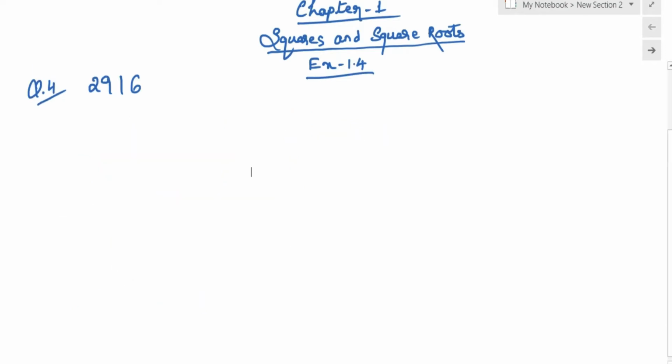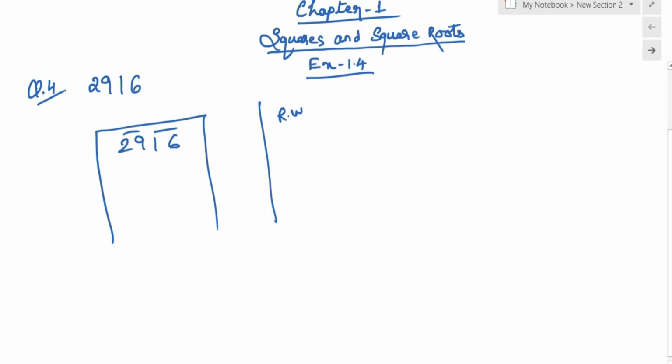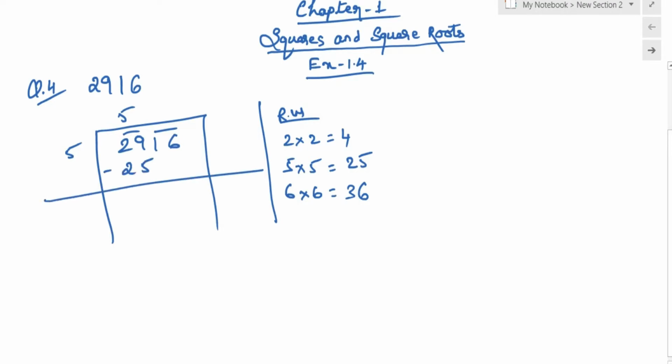Now question number 4 is 2916. Again we'll keep it inside the box, that is 2916. We'll take the pair 16 as one pair, 29 as one pair. Then we'll take the rough work, that is 2 2s are 4. It is much small. 3 3s are 9, 4 4s are 16, 5 5s are 25. We can go ahead with this because 6 6s are 36 and it is much higher than 29. So we'll go ahead with 5 5s are 25. And now here also 5 + 5 will become 10. One digit will be vacant.